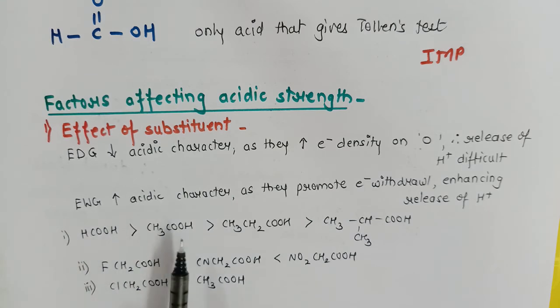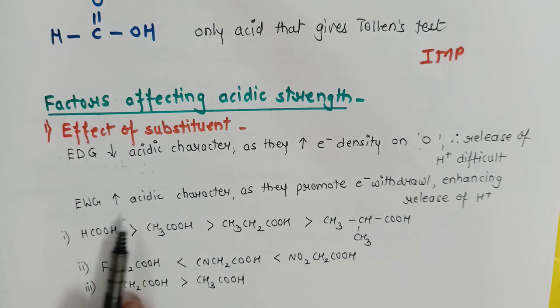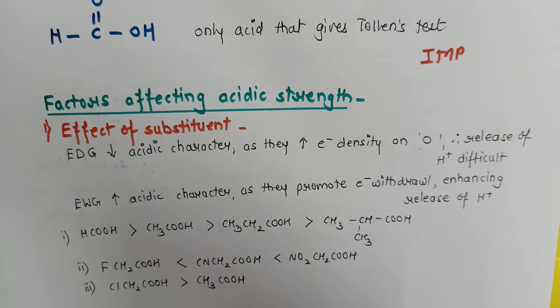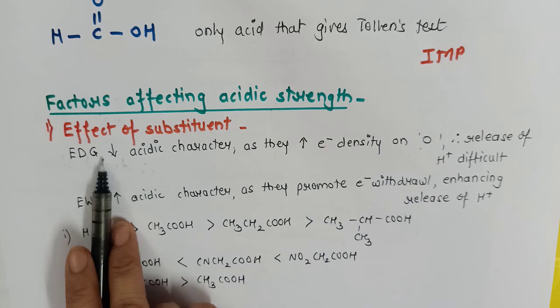Methanoic acid will be more acidic than ethanoic acid, more acidic than propanoic acid, and more acidic than 2-methyl propanoic acid. Why? As the number of electron donating groups increases, acidic character decreases. Now, based on this, you can be asked plenty of questions such as arranging in sequence or give-reason questions. For example, this whole set is given to you and you are asked to arrange them in either increasing or decreasing order. Or a give-reason question can be asked that acetic acid is more acidic than 2-methyl propanoic acid. The reason is very simple: because of the presence of more electron donating groups.